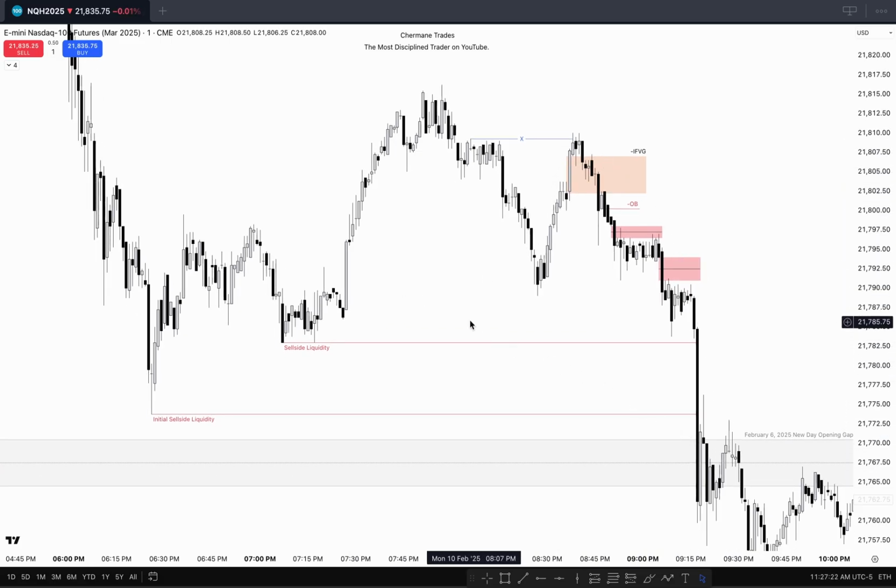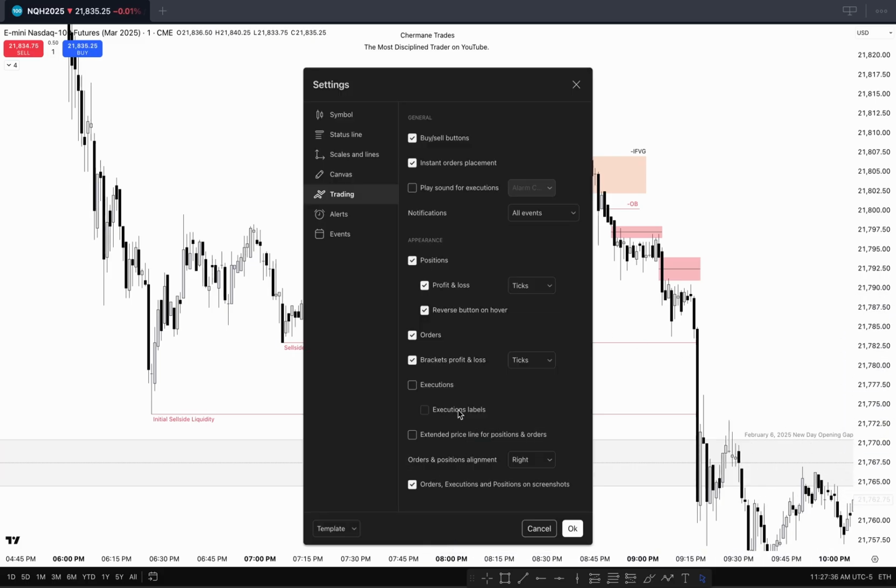But before we get into that, we have sell side relative equal lows that are way too smooth. And then we have February 6, 2025's new day opening gap, so you can find that on your chart. I use that for targeting. So if we slap on some executions here.